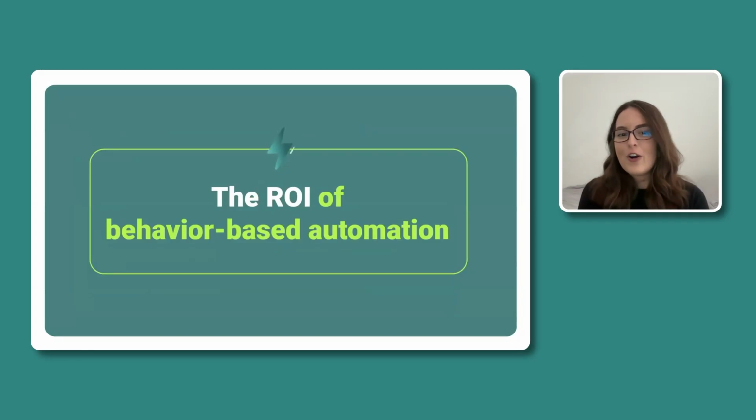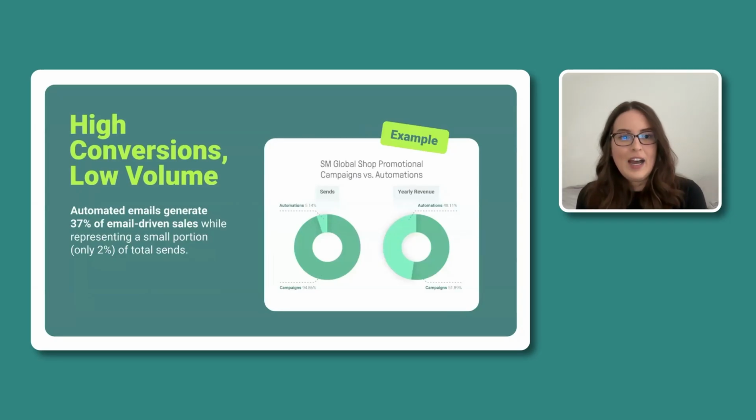So the ROI of behavior-based automations: high conversions, low volume. Automated email generates 37% of email-driven sales while representing only 2% of total sends. So if you don't have your welcome automation, a browse abandonment, or product abandonment, you're leaving serious money on the table. Again, we're really going to focus on simple and easy strategies you can enable today, and then sit back and watch the revenue drive.